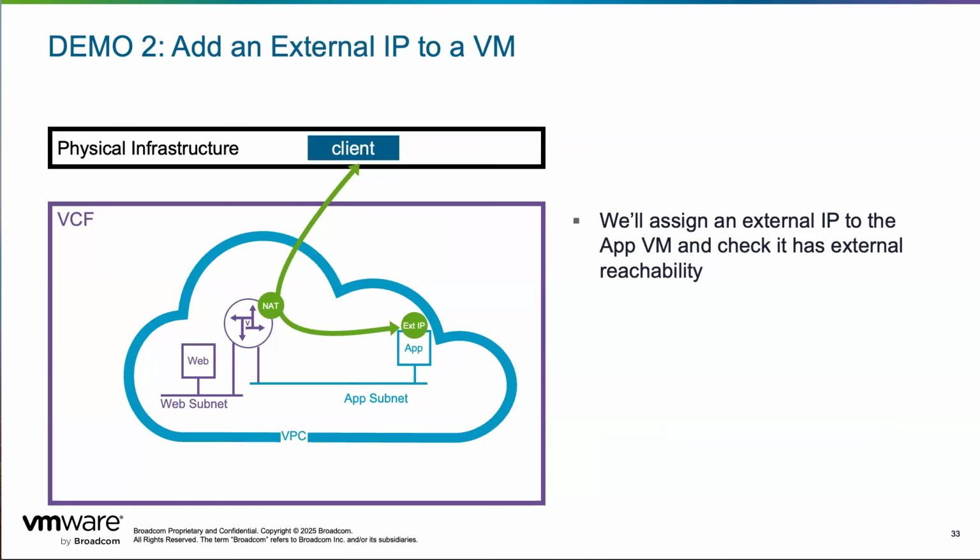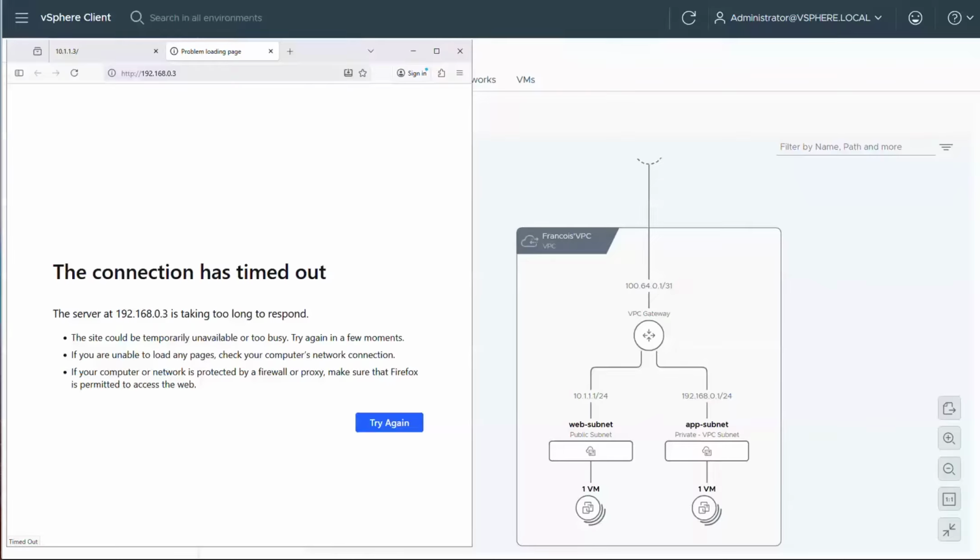I'm going to go back to my VPC, and that's not a realistic example, of course, but my app VM, which used to be private, I'm going to assign it an external IP and see that now, after I've done that, I can reach it from the outside world. So let's go back to our lab.